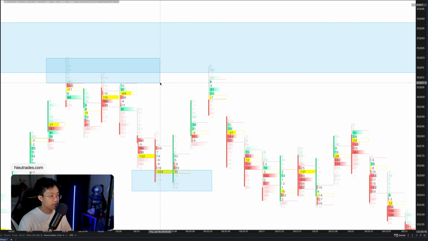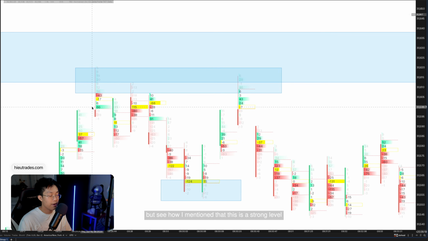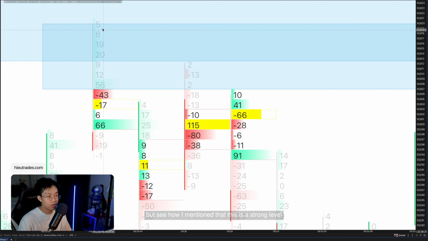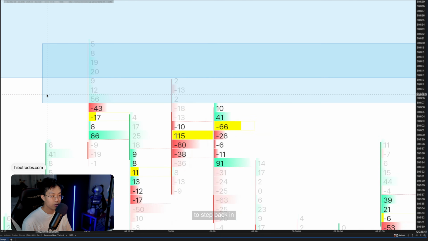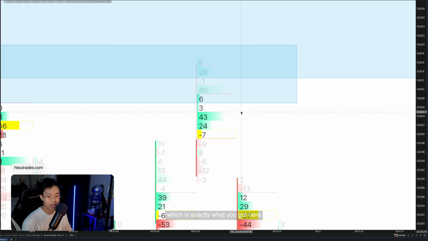Price retraces. But see how I mentioned that this is a strong level because this was where it's proven to you that it had a presence of passive sellers, because there was zero reason for these aggressive buyers to not get rewarded higher unless there was a big sell limit hovering around at this level. So when price comes back to this level, you would anticipate for passive sellers to step back in, which is exactly what you get here.